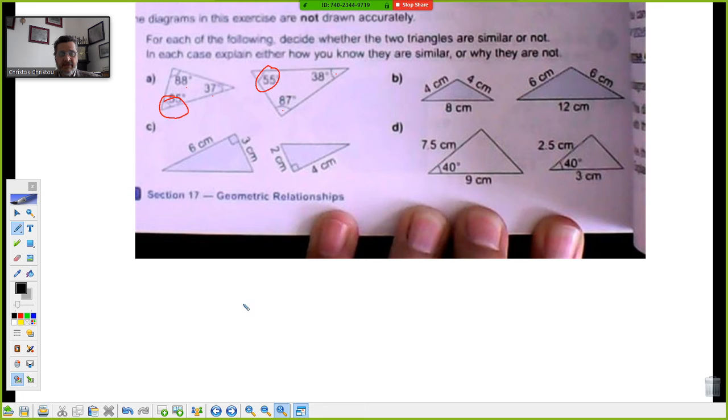Or multiple steps? So I want to decide whether these 2 triangles are similar or not. Any ideas? Ibrahim, we've done this one. Yeah? I'm doing B now. Yeah.